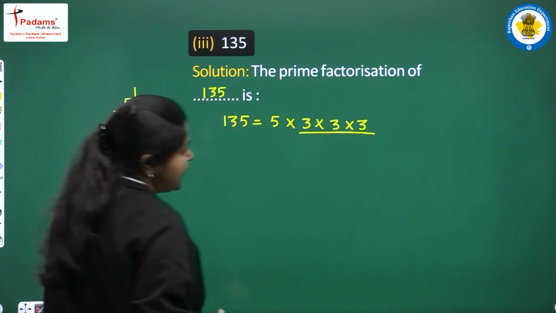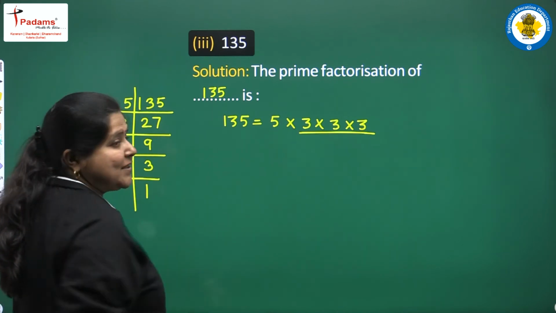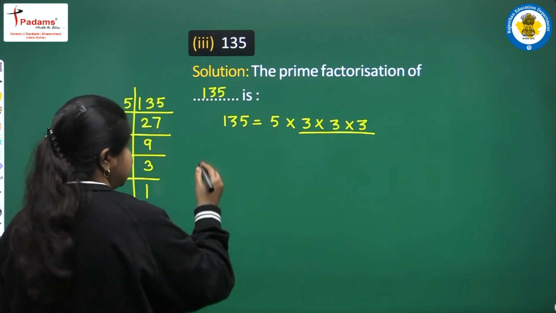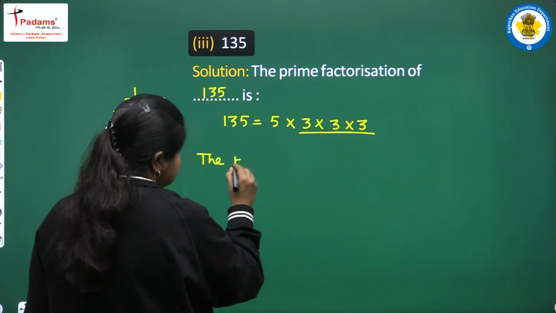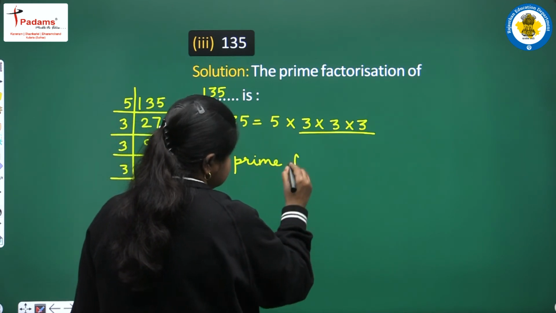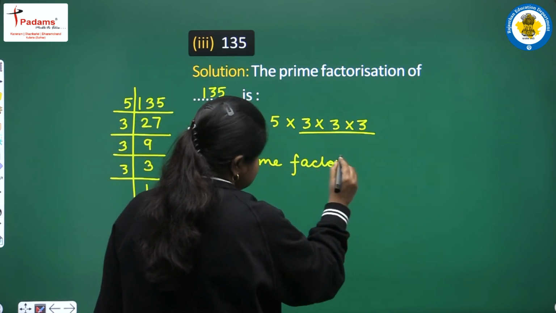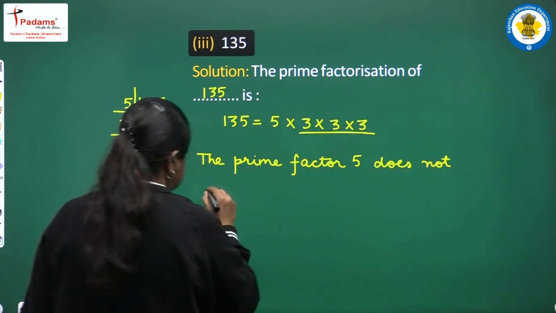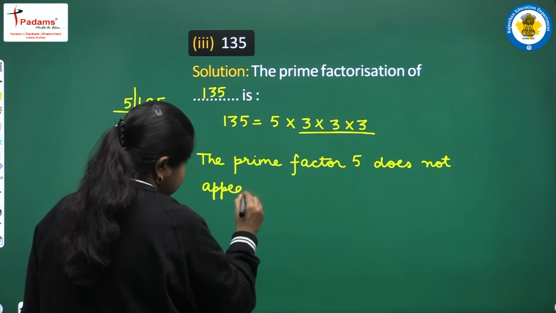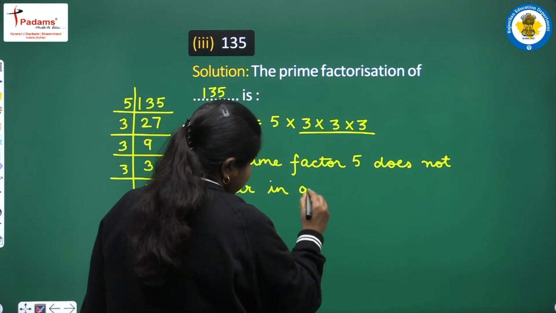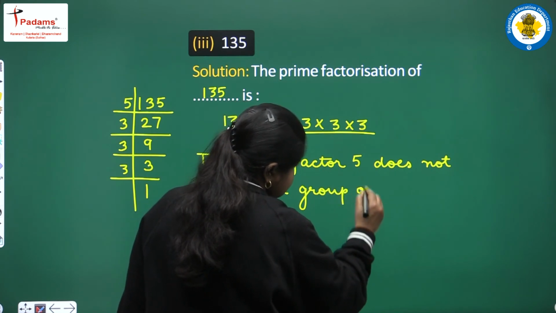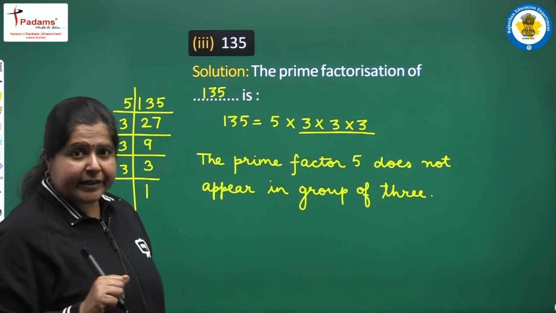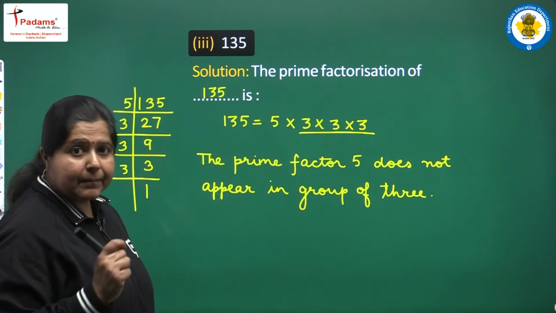Form the triplet. What do you see? This 5 has been left out and so this number is not a perfect cube. Let us first write it here. The prime factor 5 does not appear in group of 3. Therefore, 135 is not a perfect cube and now we want to divide it by some number so that we get a perfect cube.